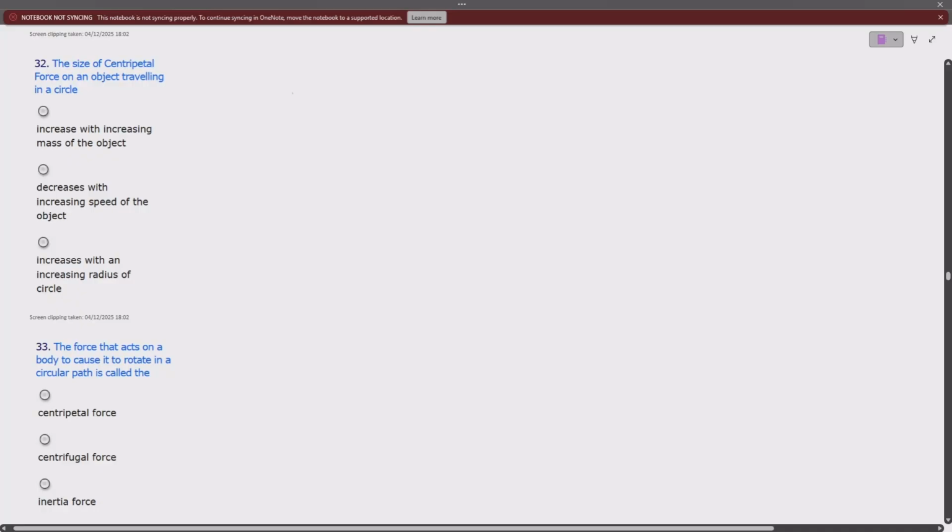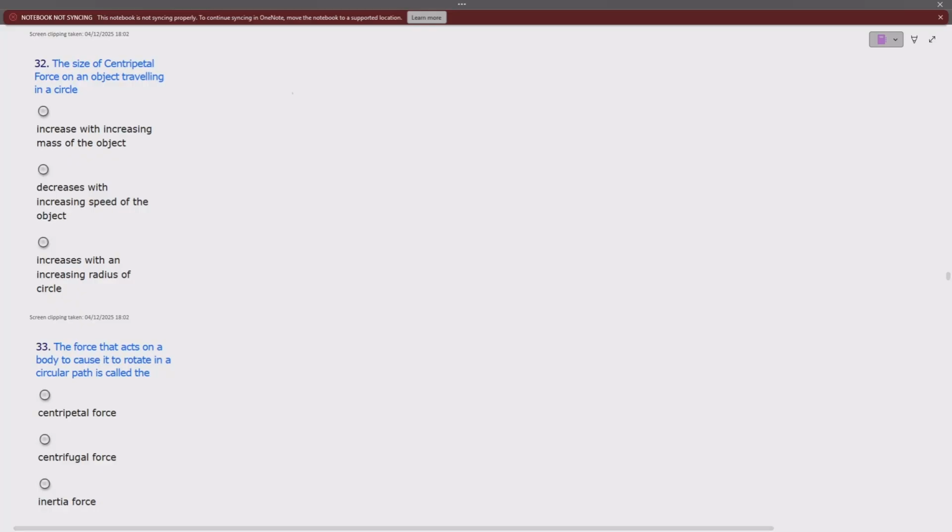Number 32. The size of a centripetal force of an object traveling in a circle increases with increasing mass of the object, decreases with decreasing speed of the object, increases with an increasing radius of the circle. If you know the centripetal force formula, centripetal force is mv squared over r. So this is the r. R is inversely proportional to the force.